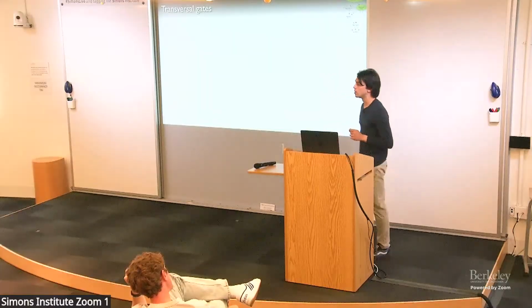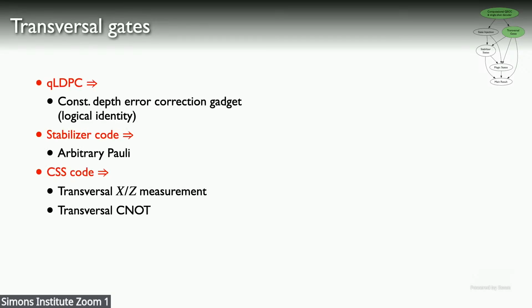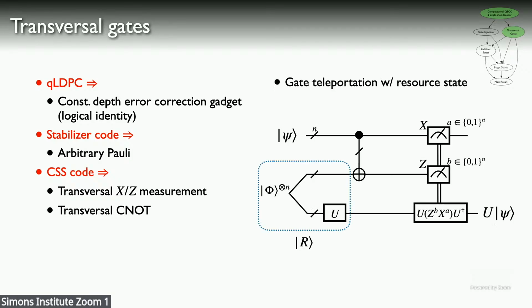Okay. So I've told you how we're going to get the logical identity. We can now correct errors using this funny code. Now we need to build up our gate set, and that's roughly what's going to go on for quite a while. So first off, our codes are qLDPC, which we use to build this error correction gadget that had no spacetime blow up, and that gives us the identity.